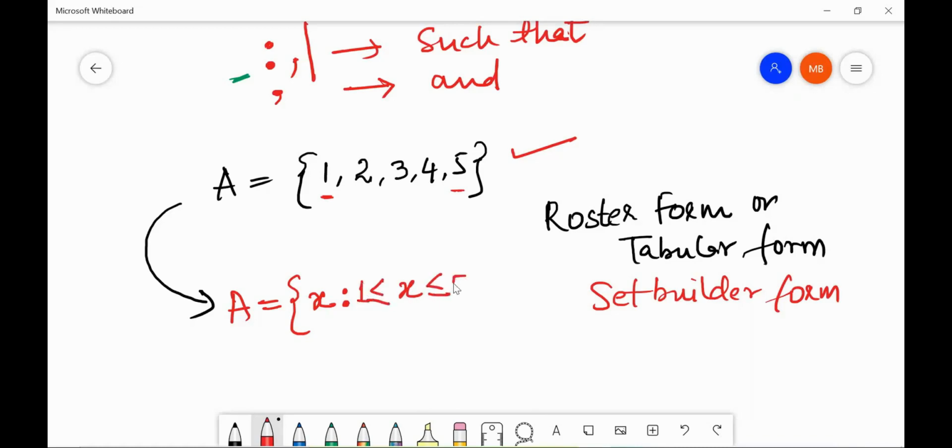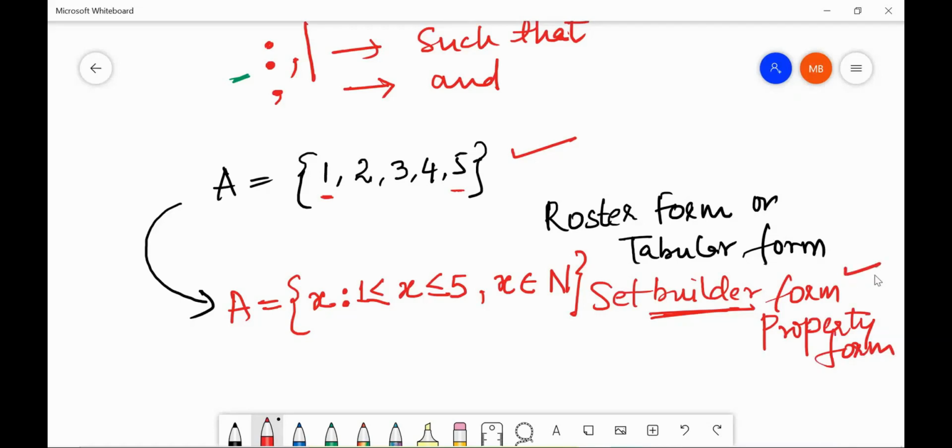So you can write it as x is such that x is greater than or equal to 1 but less than or equal to 5, and x belongs to, what kind of numbers are these? These are all natural numbers. So this is the way we write a set builder form. Sometimes it is also known as the property form, but the popular name is the set builder form.